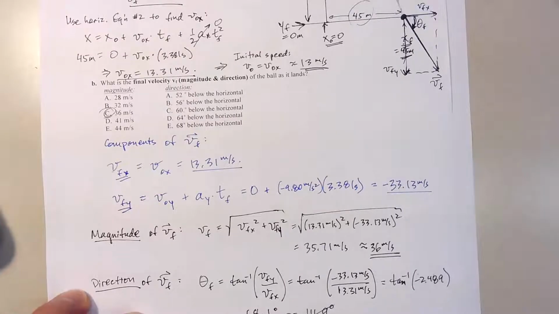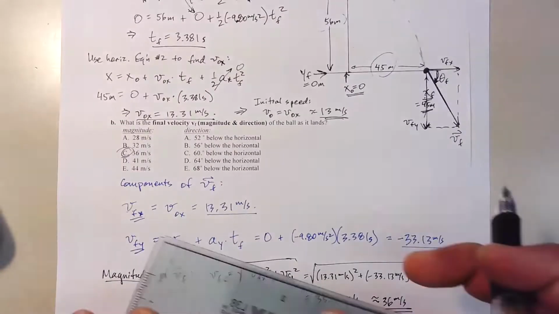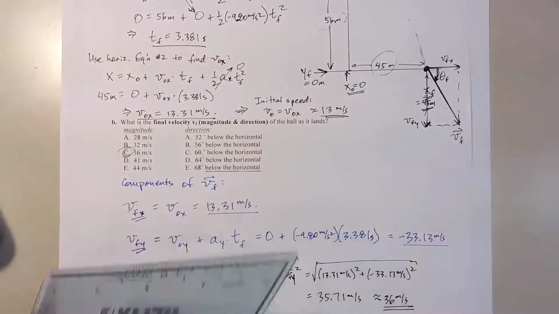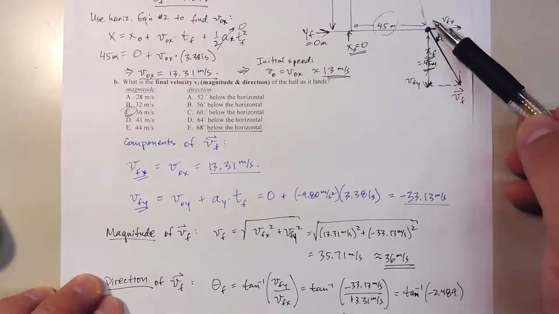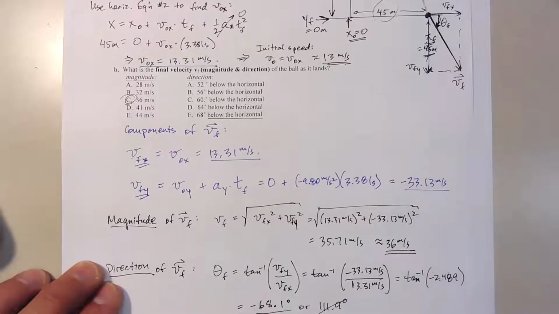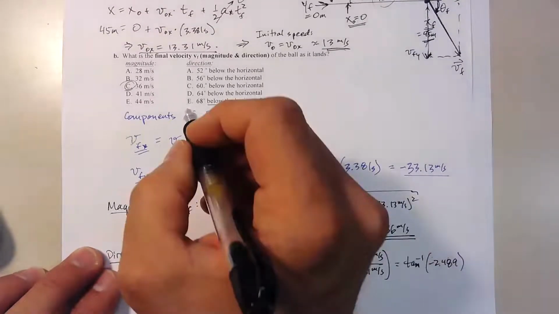So the negative sign is replaced in English by the words below the horizontal in this case, because this is a trig direction. So clockwise from the positive x direction will be negative, right? So that's it.